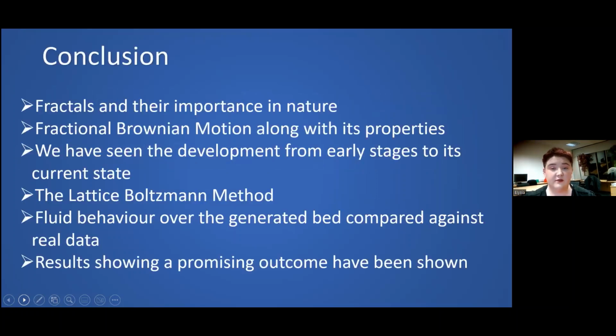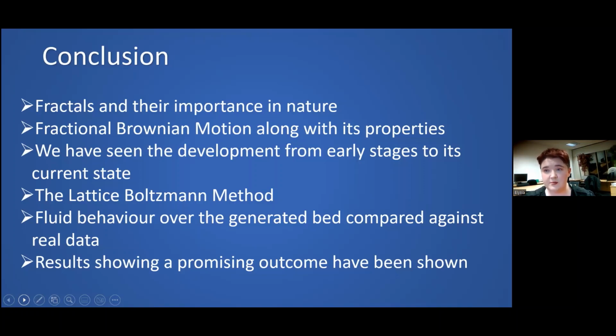We've discussed fractals and their importance in nature, mathematics, research, and beyond. We discussed the fractional Brownian motion and its properties, how I've adapted it. We've seen the development from the early stages to the current stage of this method. We talked about the lattice-Boltzmann method. We've seen how the fluid behaves over the generated bed and compared it to the real bed. And we've seen the results showing promising outcome.